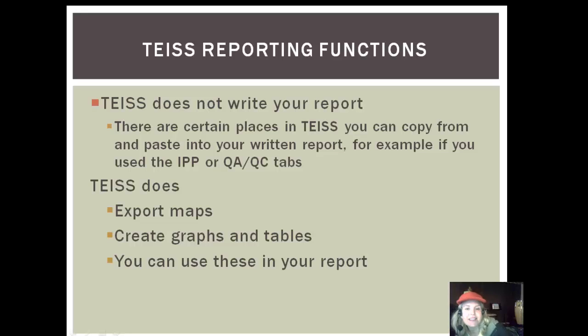Keep in mind that TEISS does not write your report. There are some places, though, where you can copy from the TEISS text, and you can go into the field itself and select some text, and some of those fields can take a lot of text. So if you've extensively used the IPP or the QA/QC tabs where you describe what you've done, you can copy from that into the Word document. TEISS does export maps, which is very useful, and you can do that the fancy way or the easy way. Graphs and tables also, and you can use these in your report.